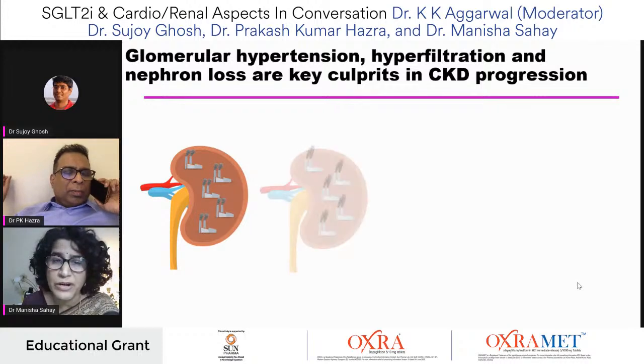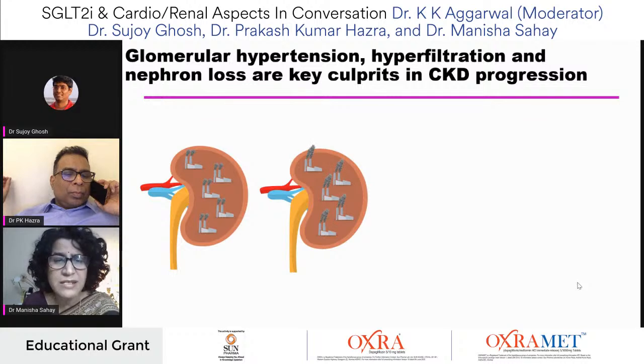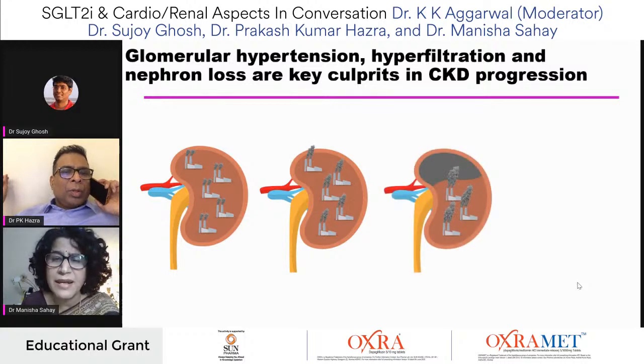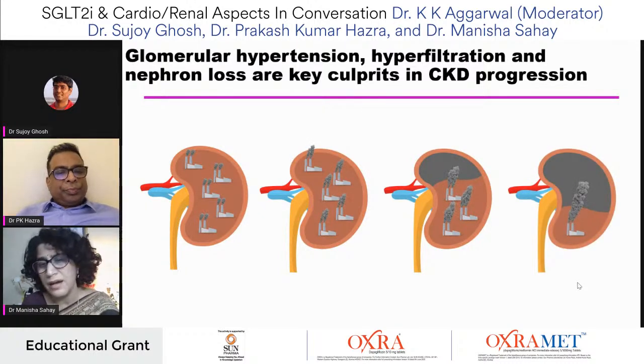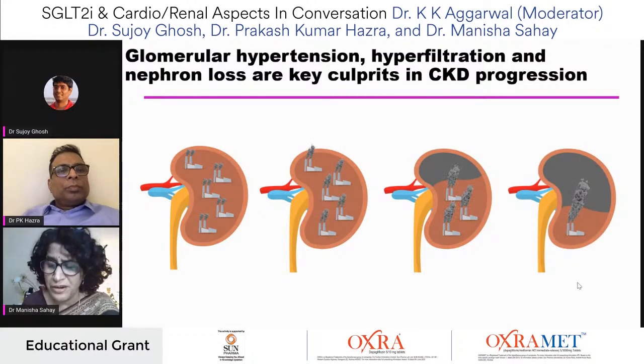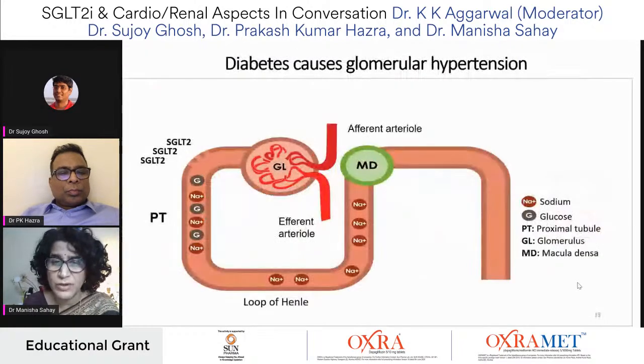Remember that renal disease progression occurs because of overwork, overfiltration. Whenever there is some loss of nephrons, the remaining kidney, as you can see in the third figure, keeps on working more and more, gets tired finally, and because of this hyperfiltration goes into chronic kidney disease, end-stage kidney disease. And this is what is blocked by SGLT2 inhibitors.